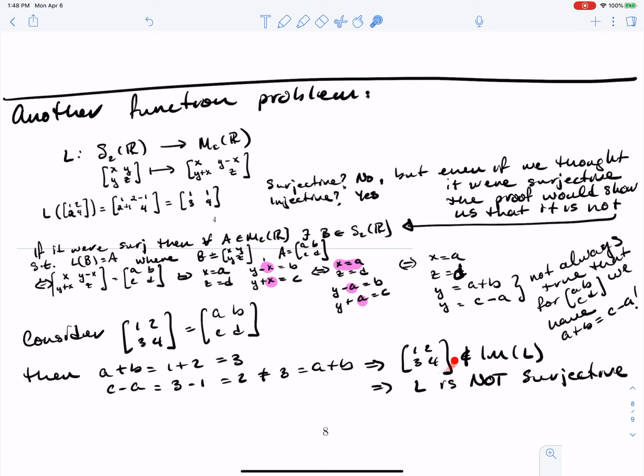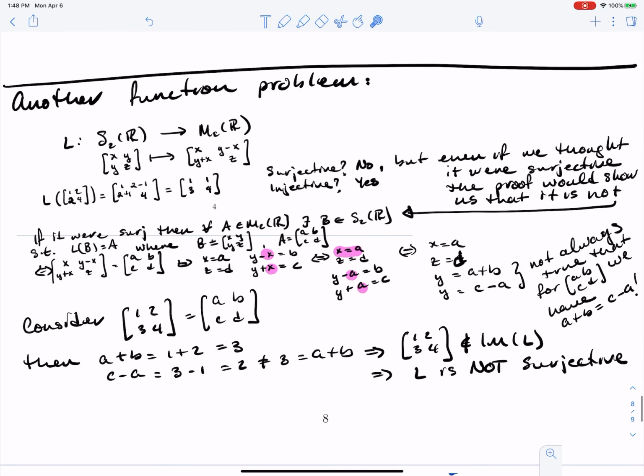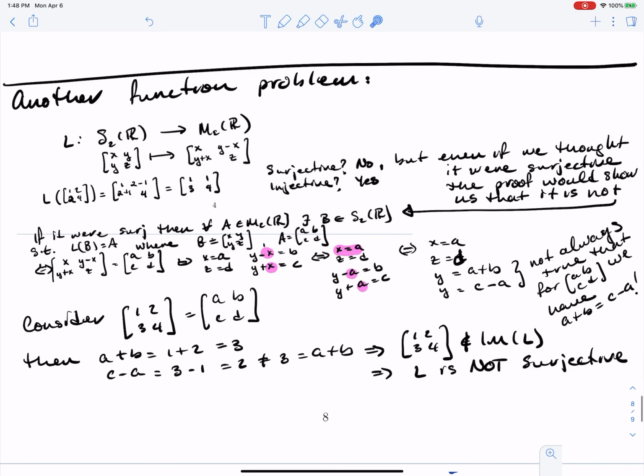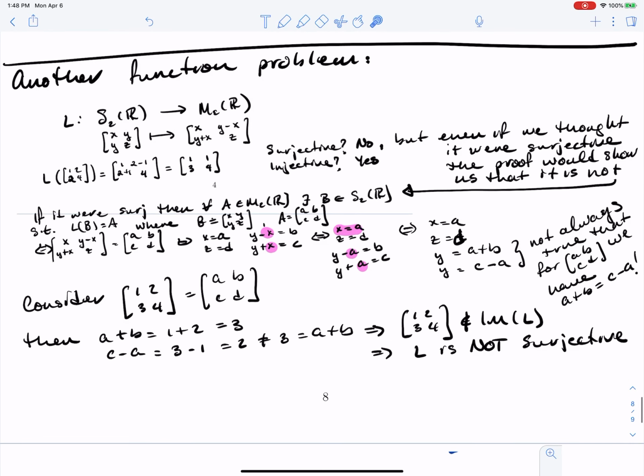And so that tells me that this matrix, 1, 2, 3, 4, can't be in the image of L. I can't find an A that maps onto it. Sorry, I can't find a symmetric matrix that maps onto the matrix 1, 2, 3, 4, which tells me that L is not surjective. So now what I think you should do is pause the video again and just check whether or not this is injective. I've told you that it is injective. You might want to think about how you would prove it.